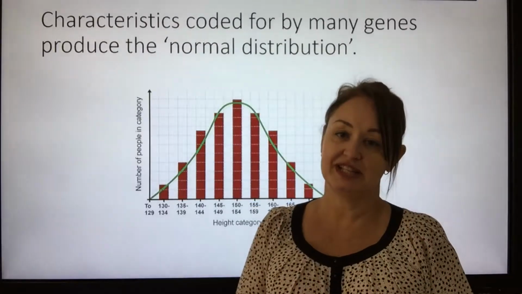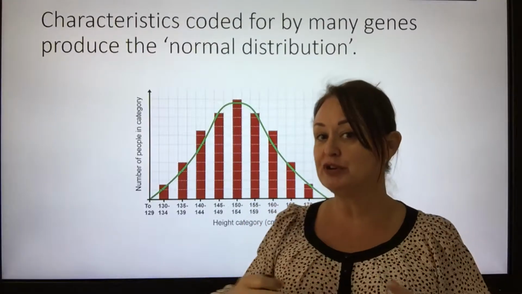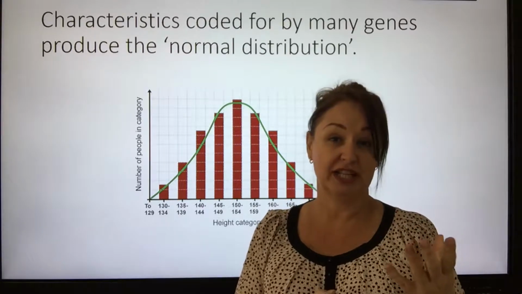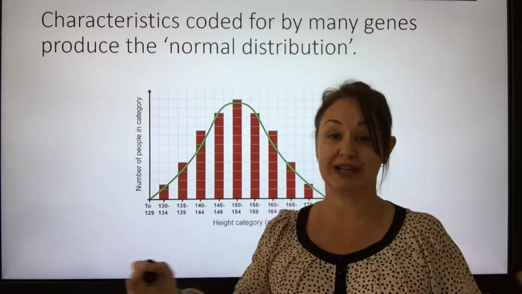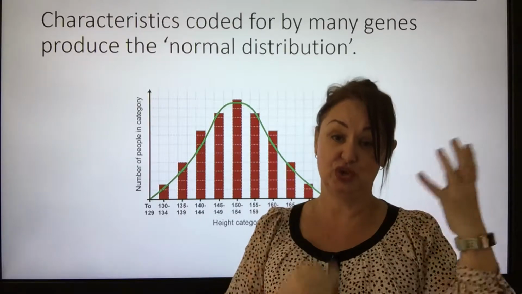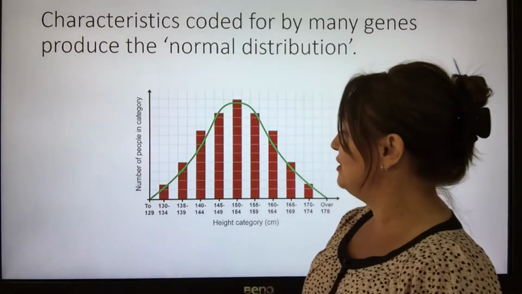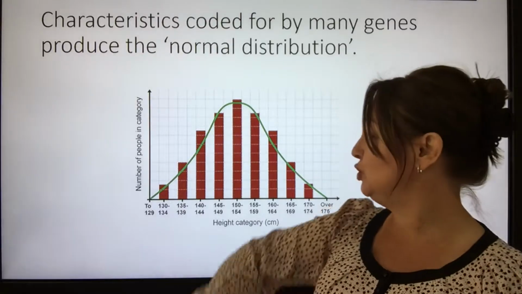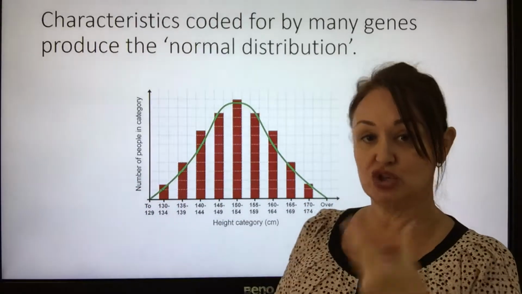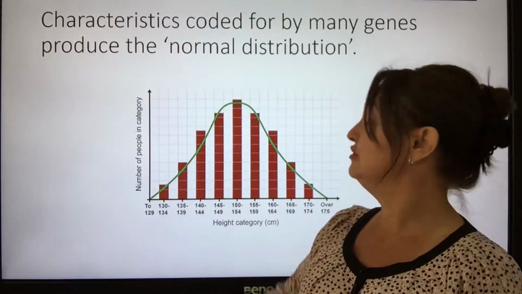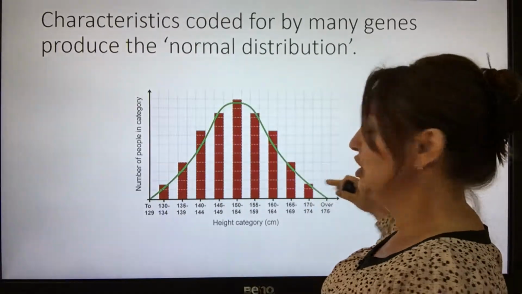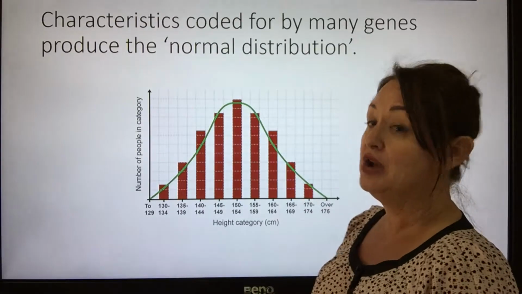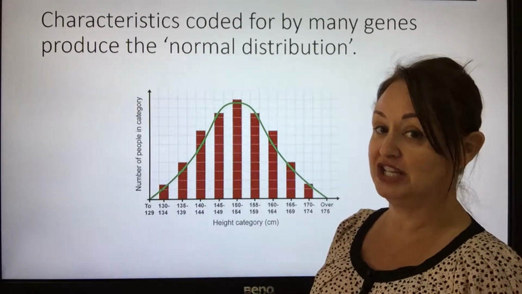When we look at characteristics that use a number of genes to code for them, such as height, it's not just coded for by one particular gene, there's a whole host of them that work together to produce height. What we find is when we plot that information on a graph, there's a huge variety. It's not just like with tongue rolling, where you either can or you can't. And if the sample size is big enough, when we plot that, what we get is the normal distribution.